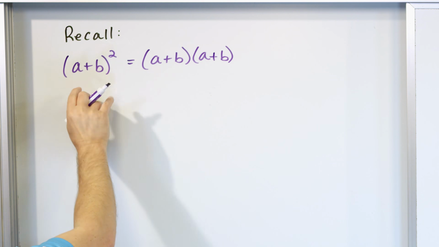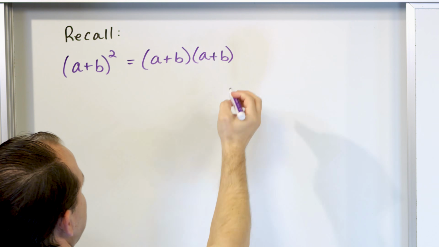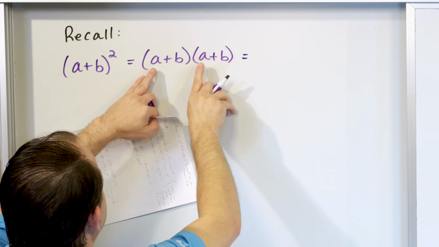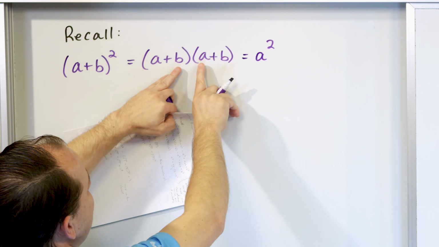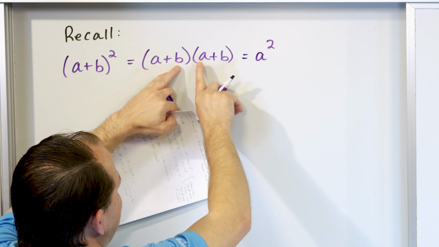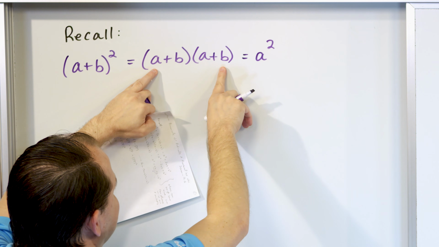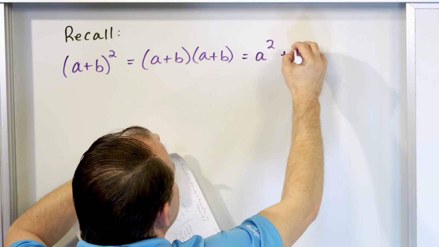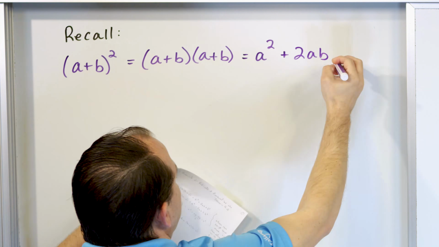If you don't remember what this equals, or the shortcut way, you can always write it out the long way. So how do we do it? We have the first terms multiplied together, so that's a squared. Then the inside terms, which will be ab. Then the outside terms, which is another a times b. We add those together, and it'll be 2 times a times b. And then the last terms multiplied will be b squared.